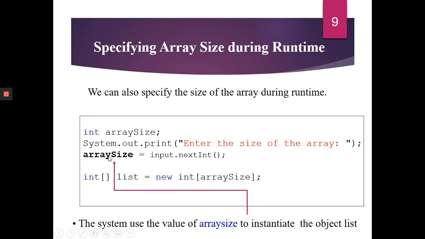So based on this array size variable, you declare the array. So here we declare one array. The array name is list. The data type is integer, and the array size is 3, which is depending on the user's input just now. So if user key in 5, then the array size will be 5. If user key in 10, then the array size will be 10. So it is more flexible. So it depends on the needs of your code. You can also declare the array during the runtime.